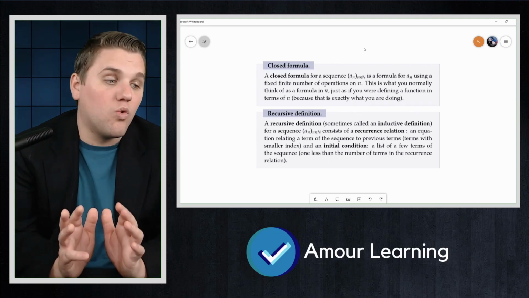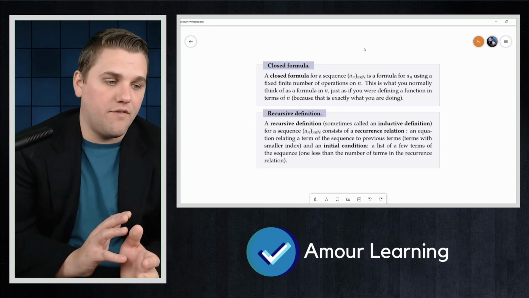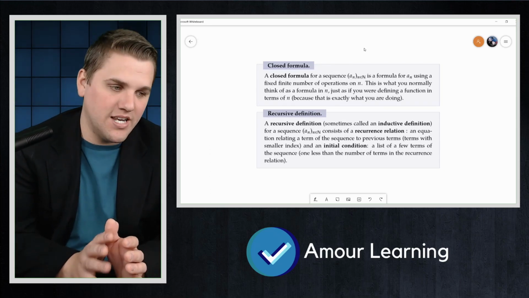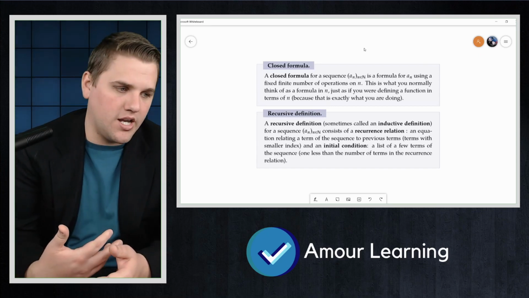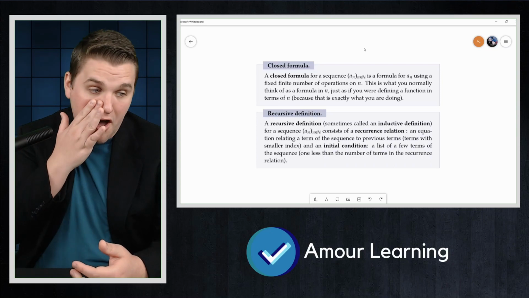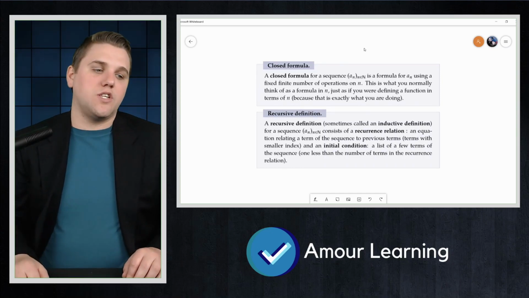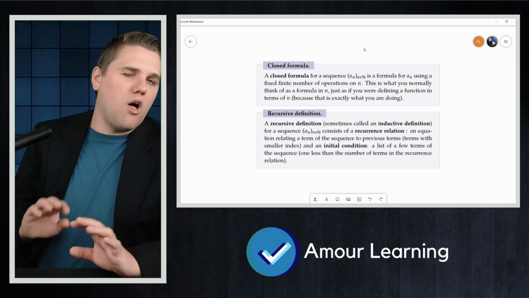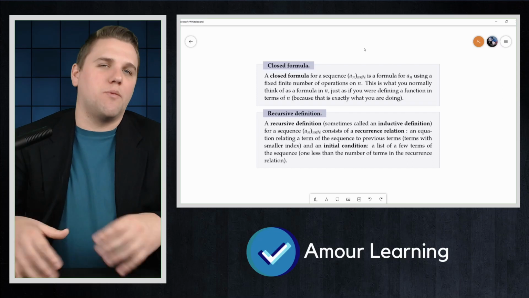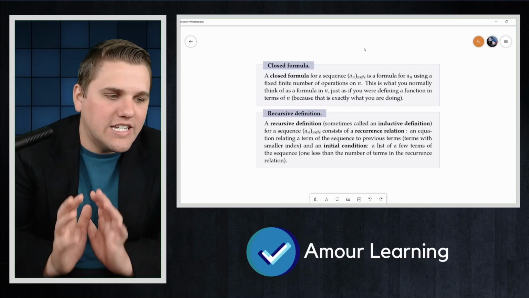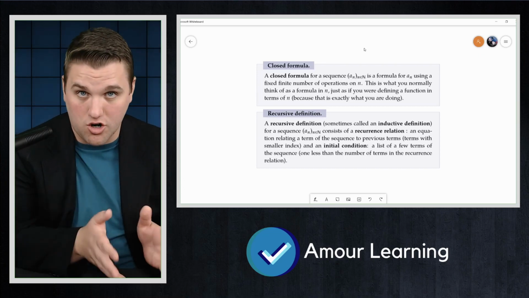A recursive definition, sometimes called an inductive definition for a sequence, consists of a recurrence relation, an equation relating a term of the sequence to previous terms of the sequence with smaller indices, and an initial condition or multiple initial conditions, which is a list of a few terms in the sequence, one less than the number of terms in the recurrence relation. You'll get the hang of what's in that last parentheses a little bit later on, so don't worry about that too much. The idea is for a recursive definition, each term is written in terms of previous terms.